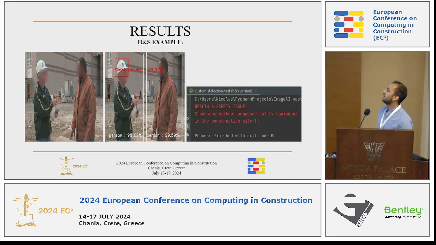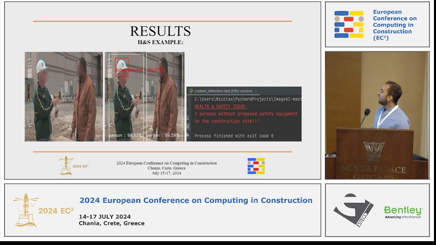This is an example of a health and safety application employed in this research. As we can see, the left figure shows two individuals on a construction site. The middle figure is the output after the custom model implementation, where we have correctly classified objects with high confidence scores exceeding 95%.